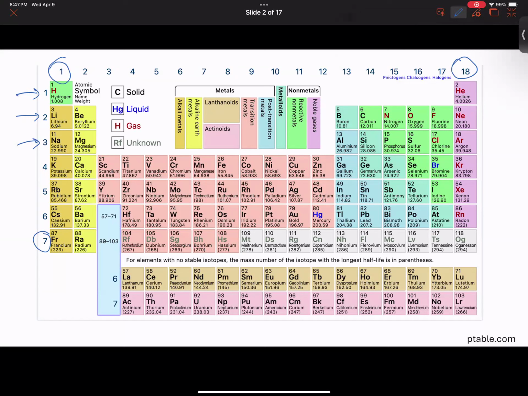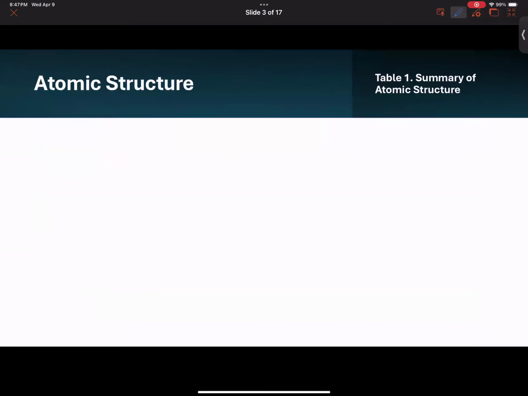More importantly, the main groups are 1A, 2A, and here 3A, 4A, and so on, up to 8A. Group 8A is called the noble gases, which have a stable electron configuration called the octet.